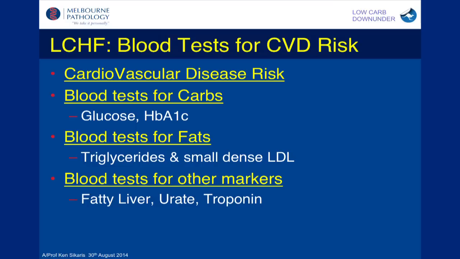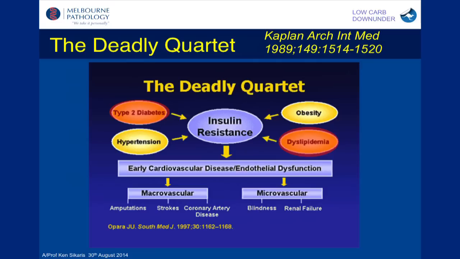So traditionally, the markers of cardiovascular disease are this deadly quartet: being overweight, being hypertensive, having abnormal fats, and having abnormal sugar. So two of those are in my world, the abnormal fats and abnormal sugars.